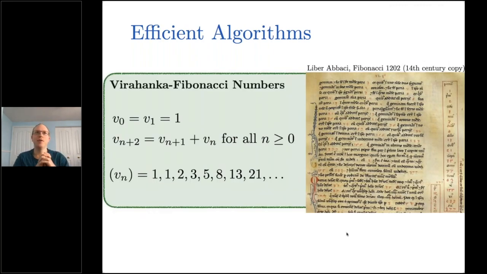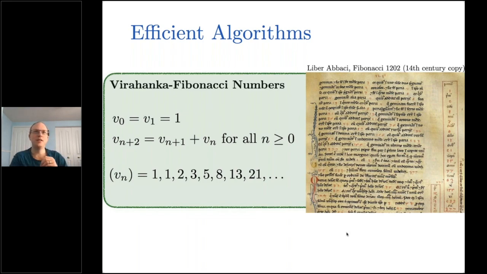Something else you can ask for is an efficient algorithm. A sequence that many people here might be familiar with are the Virahanka-Fibonacci numbers, often called the Fibonacci sequence. This is what is known as a recursively defined sequence. You start by saying the first two values are 1, and then to get the next value in the sequence, you add the previous 2. So for instance, you start with 1 and 1, and then 1 plus 1 is 2, so the next number is 2, and so on.